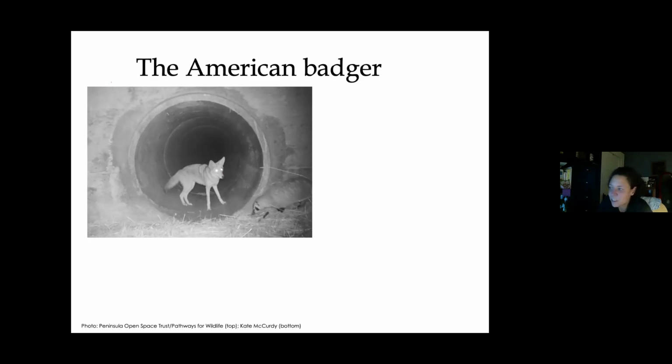And this behavior was actually documented in a peer-reviewed journal article in which Steve Minta in the early 90s was able to observe badgers and coyotes hunting together and apart. And what he found was that when the two hunted together, their hunting success was better than when either one of them hunted alone. So both species actually benefit from this relationship.